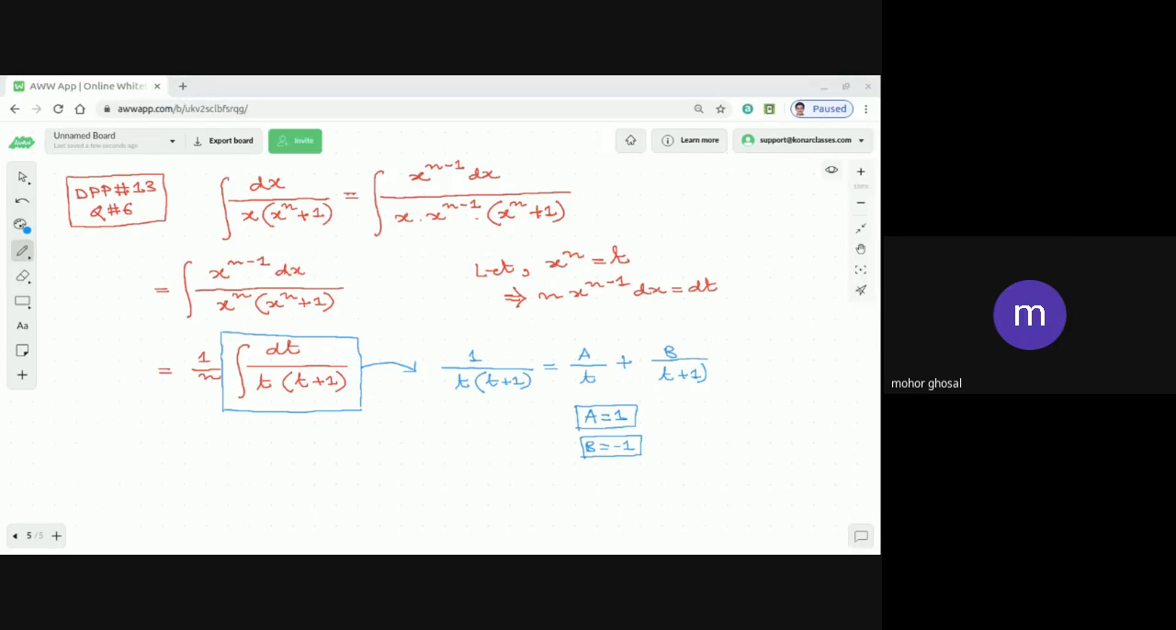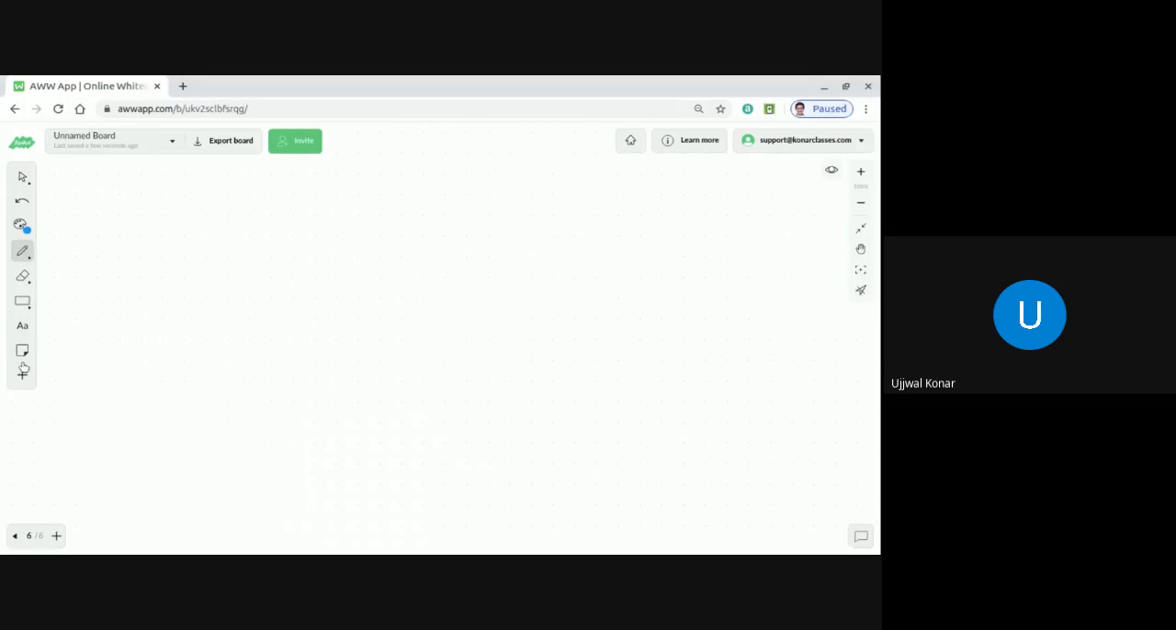So the eighth one, question number 8. Okay, the eighth one is a little different type of question. How many of you are able to do the eighth one, dear students? Sagnik, you didn't? Okay.